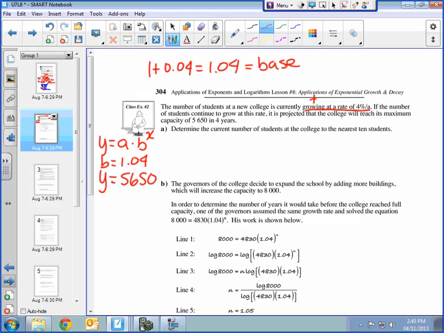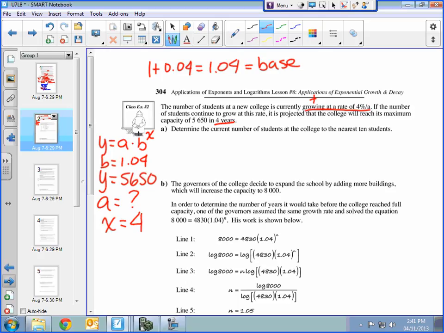Yeah, it's your maximum capacity, so it's after whatever happens, okay? We don't know the initial amount, so do we know our a? That's what we're looking for, okay? Do we know our x? Why is it 4? Yeah, after 4 years. So if our rate is growing at 4% per year, after 4 years, your x is your 4, okay? Is everyone okay with this so far?